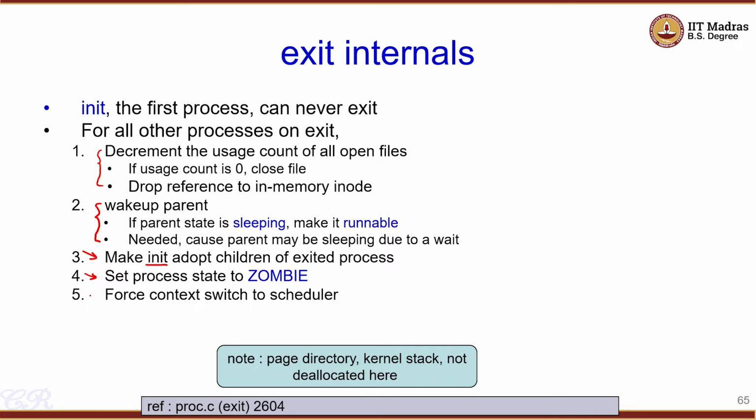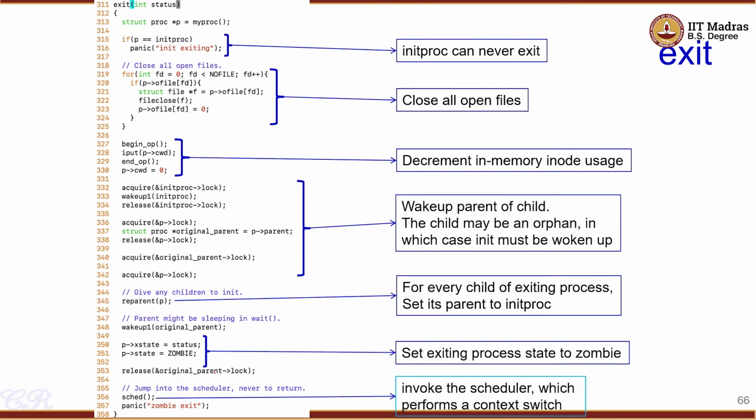Okay. The last thing is that since the system call is exiting, we would need to force a context switch. The exit would not return because there is no way to return as the process has exited, and therefore, we would need to invoke the scheduler so that another process can actually execute. Okay. So, now let us look at the code.